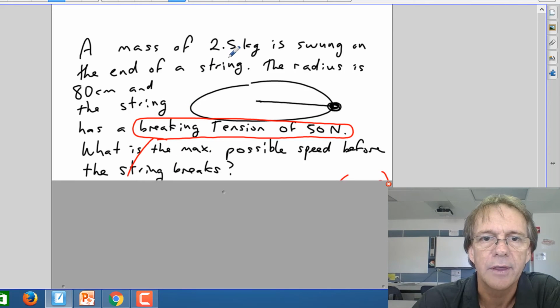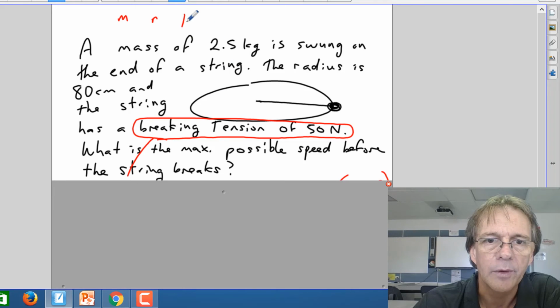So you need to look at what you've got here. You've got a mass, you've got a radius, and you have been told the breaking tension. Now don't forget, tension is a type of force. It's one of the forces that can cause circular motion. So you've got gravity, you've got tension, we've got electric force for atoms and stuff, and you've also got friction for cars going around the road. So they're the key ones we know about.